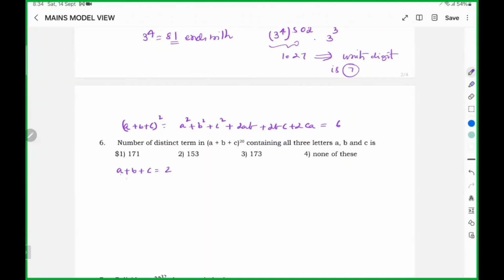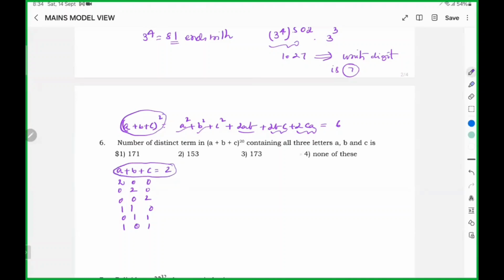They are nothing but solutions of this equation. Like 2, 0, 0 indicates a². 0, 2, 0 indicates b². 1, 1, 0 indicates ab. 0, 1, 1 indicates bc. 1, 0, 1 indicates ca. That means to get the terms of this expansion, it is enough to find the integral solutions of this.